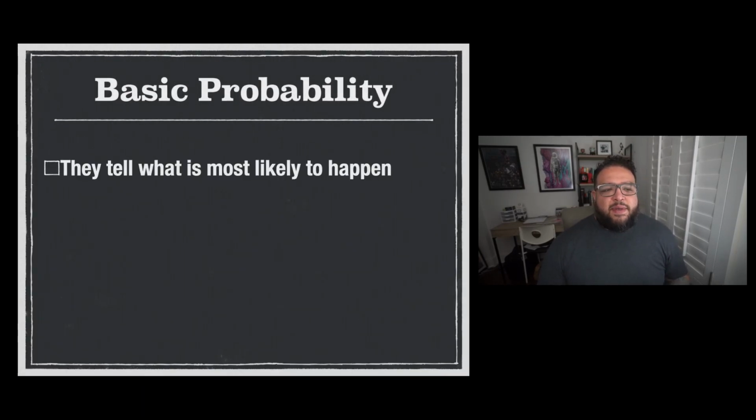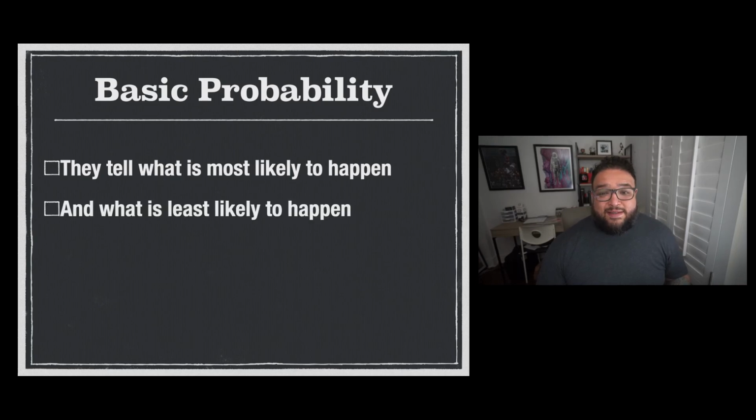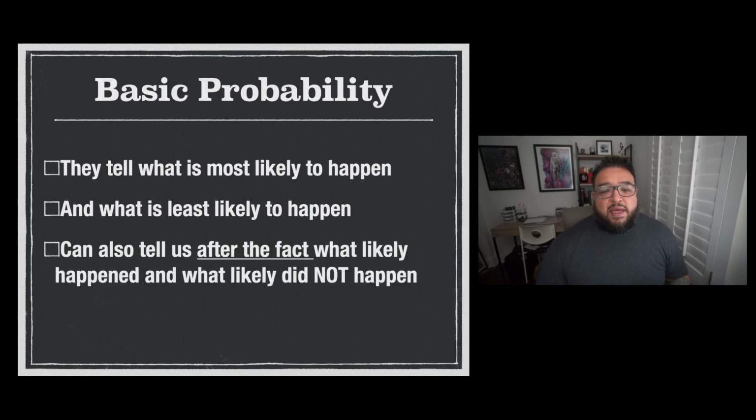So again, basic probability explains what is most likely to happen, what is least likely to happen. It can also tell us after the fact what likely happened and what likely did not happen. I think in the book they talked about DNA analysis and the connection between probability and that.